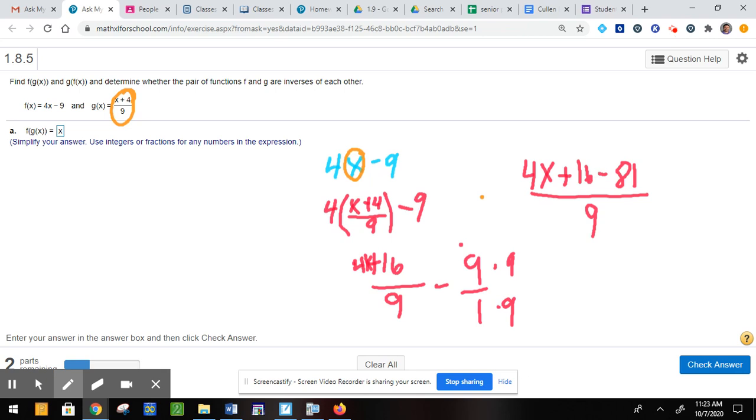Now, just 16 minus 81, you get negative 65. So you have 4x minus 65 all over 9. I'm not sure, it's probably not going to let me enter it like that. So I'm assuming you're going to split up the 9. I think you're going to write it as 4x over 9 minus 65 over 9, and simplify the fractions as far as they go, but that is as far as they go. So let's type that in and see what happens.